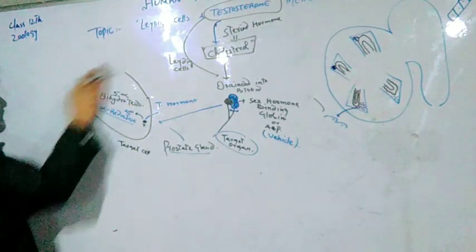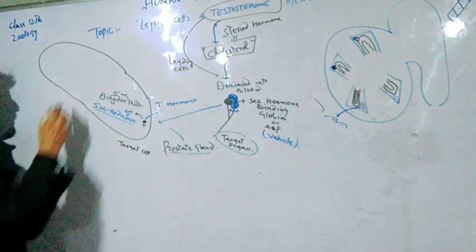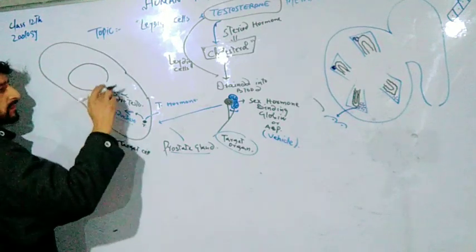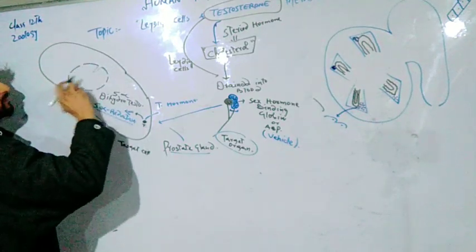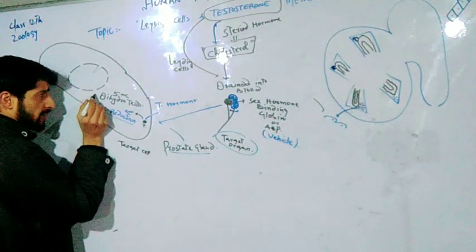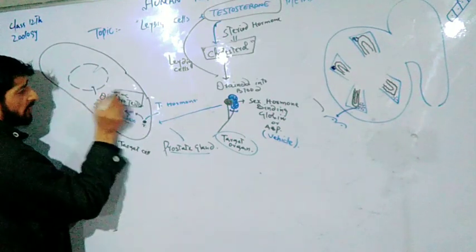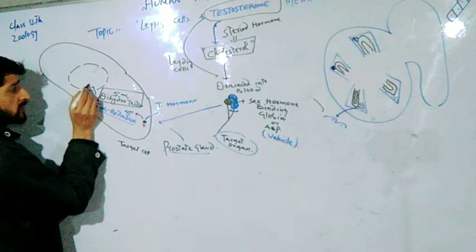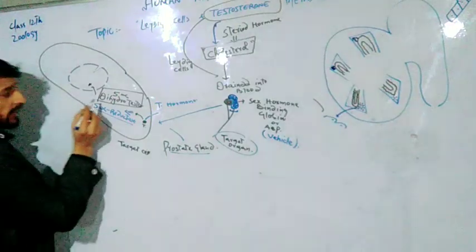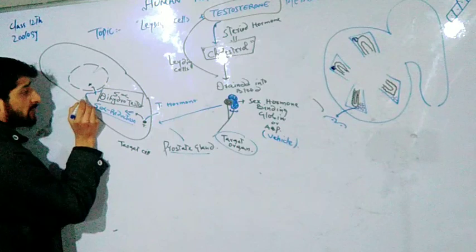Then the next point, this is a target cell. Here is a nuclear membrane. The nuclear membrane has special pores called the nuclear pore complex. Through these nuclear pores, this 5-alpha dihydrotestosterone enters into the nucleus. But it always enters into the nucleus along with its receptor.